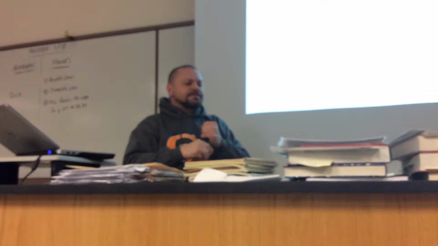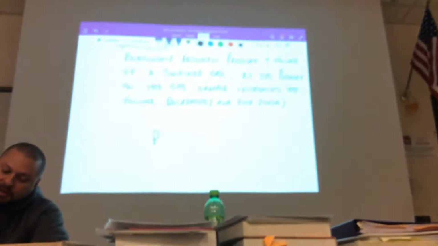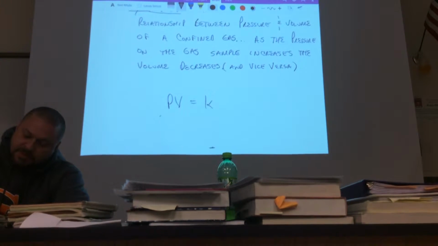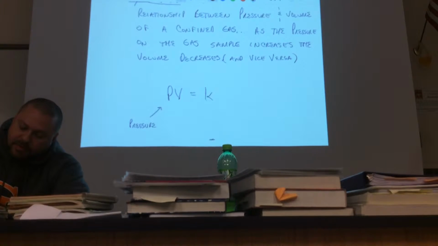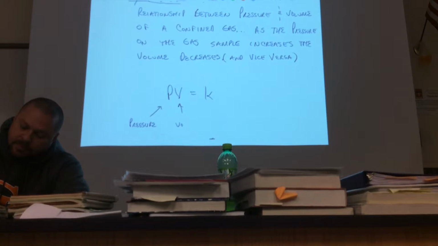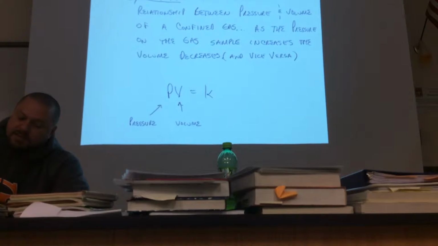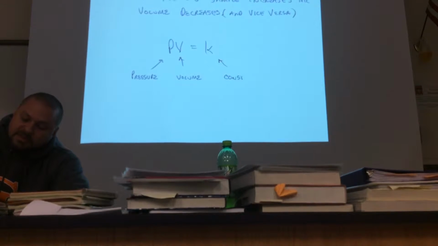And we're going to do this in lab. We're actually going to change the pressure on a sample, change its volume, and see how they relate. And the way they relate is like this. Pressure times volume equals K. So this is pressure. This is volume. And K turns out to be a constant. And that's what's important.